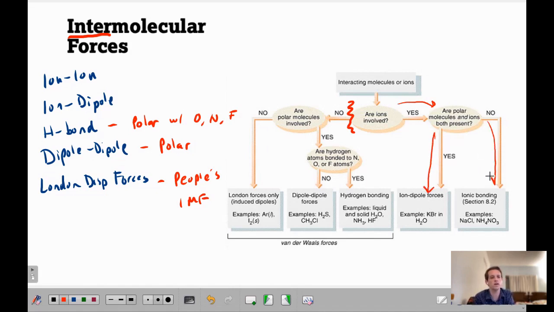And if it's ions and ions, it's going to be ionic bonding, which we've talked about in the past. Now, this is the more common pathway that we take. It's not involving ions. And the first question we ask ourselves: are these molecules polar?